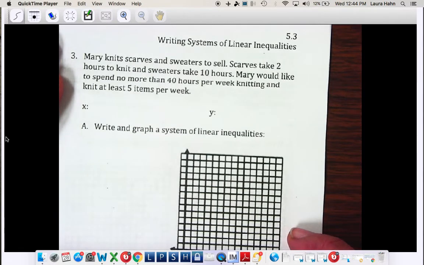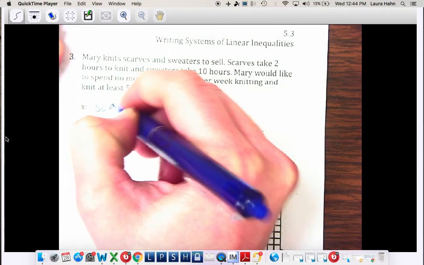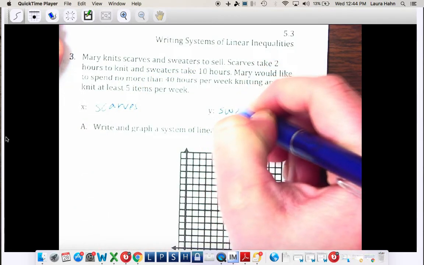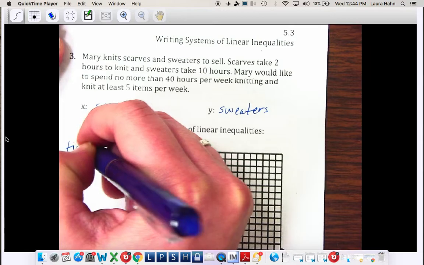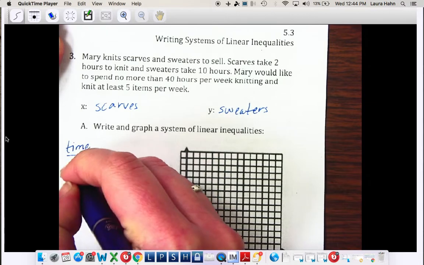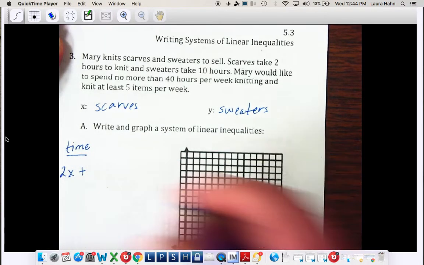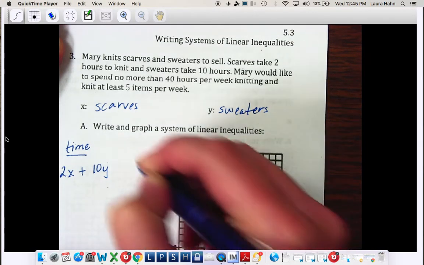Okay, Mary knits scarves and sweaters. Scarves take 2 hours and sweaters take 10. She would like to spend no more than 40 hours per week knitting and make at least 5 items per week. So we're talking about scarves and sweaters, so I'm going to let scarves be X, sweaters Y. I know the first inequality I'm going to write is about how much time that she wants to spend. It tells me that scarves take 2 hours, so it's going to be 2 for every scarf, plus sweaters take 10, so 10 for every sweater, so that's 10y. And she wants to spend no more than 40.